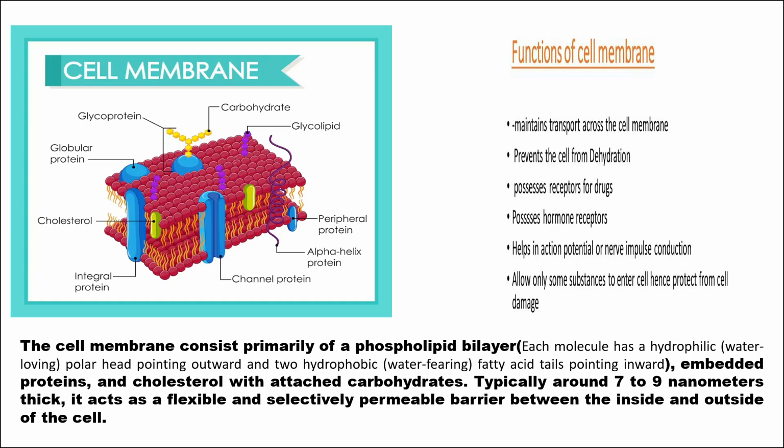What is the function? It maintains transport across the cell membrane, protects the cell from dehydration, possesses receptors for drugs, possesses hormone receptors, helps in action potential or nerve impulse conduction, and allows only some substances to enter the cell, hence protecting the cell from damage. What comes in and what goes out is decided by your cell membrane.